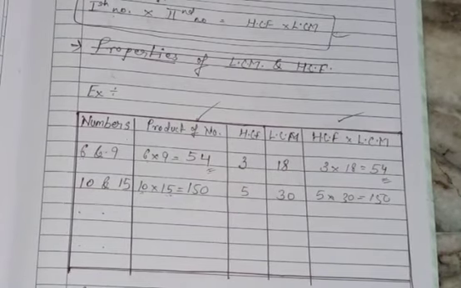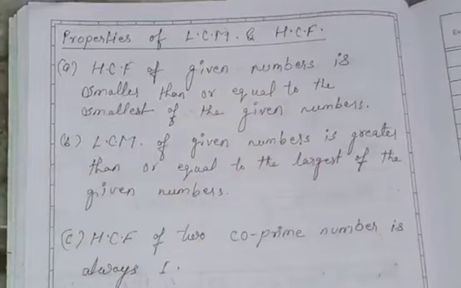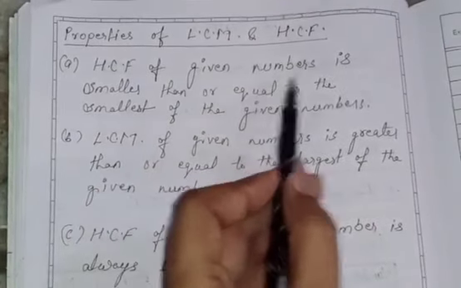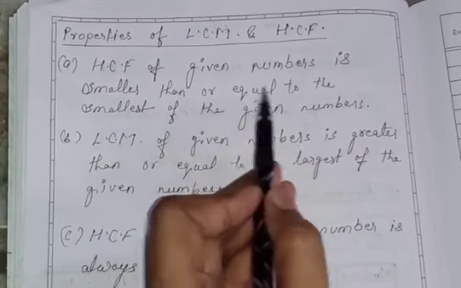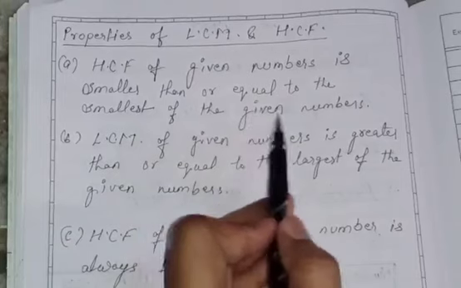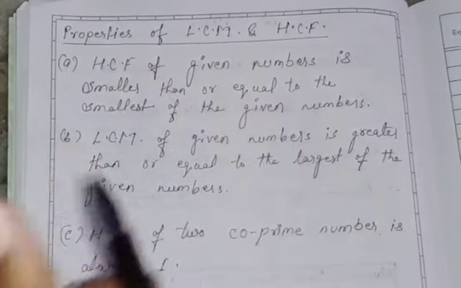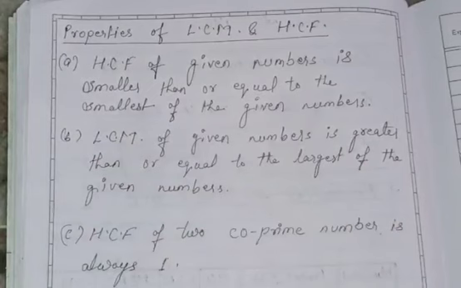Now let's study the properties of LCM and HCF. The first property is that the HCF of the given numbers is smaller than or equal to the smallest of the given numbers. Means the HCF we will take out may be smaller or equal to the smallest of the given numbers.